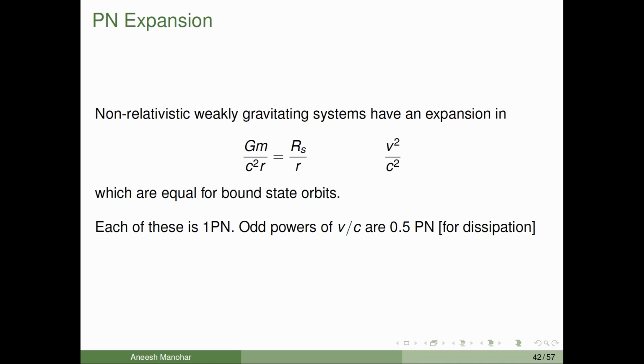So pretend all the masses are the same. We're not going to worry about big mass ratios or anything. This combination, which is the Schwarzschild radius over r, and v squared over c squared are the same order. The PN expansion counts factors of r Schwarzschild over r, or factors of GM over r, as 1, and v squared over c squared as 1. So 1 PN means one more factor of one of these things, etc. We'll see that there are some effects which are odd powers of v over c, and they give you 0.5 PN because it's half of that.